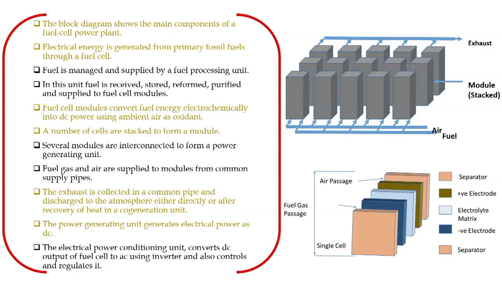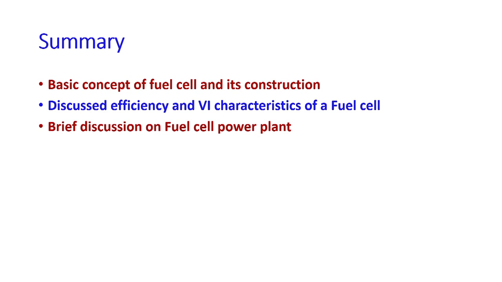So we'll just summarize what we have studied in this class. Different cells are connected, and for a single cell, the other components are displayed here. Let us summarize what we have discussed today. Basically, we have discussed the concept of fuel cell and its construction, the efficiency and IV characteristics of a fuel cell, and also briefly discussed fuel cell power plants. In the next class, we will be discussing different kinds of fuel cells, their comparison and their applications. Thank you very much for watching this video.